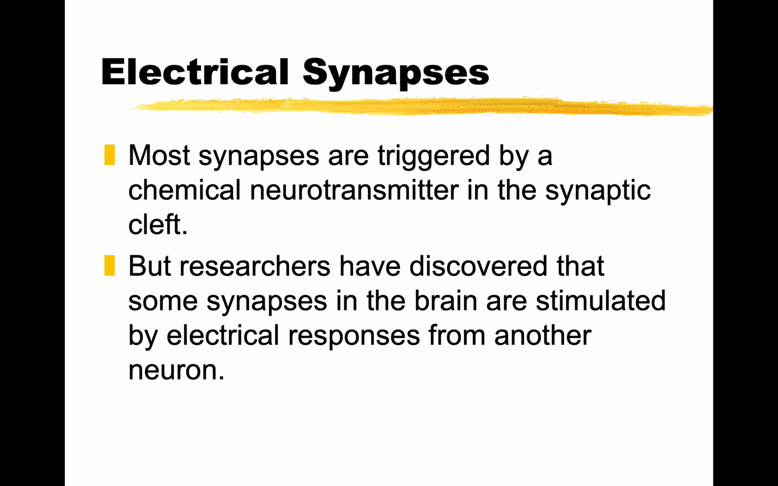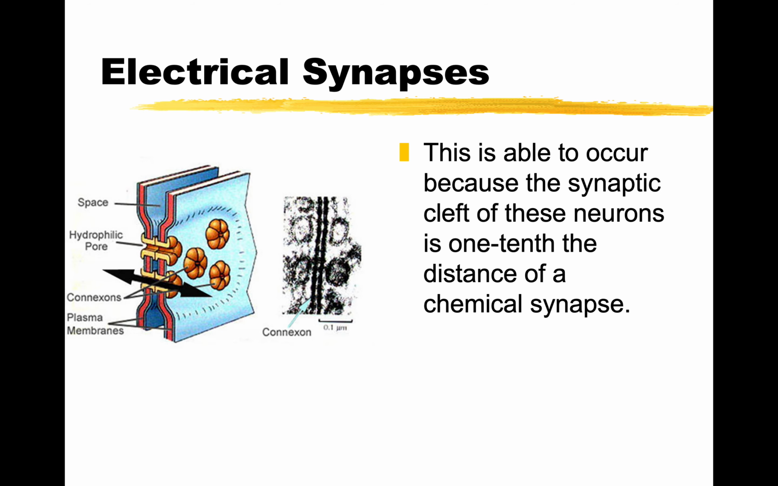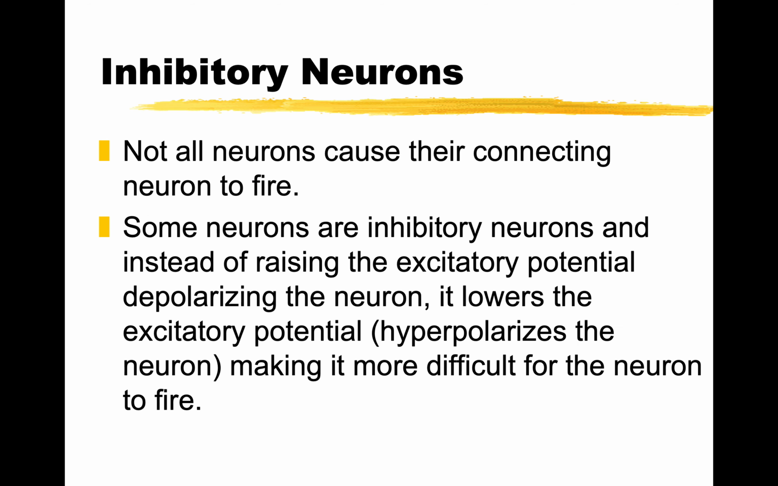Most synapses are triggered by a chemical neurotransmitter in the synaptic cleft, but researchers have discovered that some synapses in the brain are stimulated by electrical responses from another neuron. This is able to occur because the synaptic cleft of these neurons is 1/10 the distance of a chemical synapse. As you can see, the electrical charge can pass from one to the other because they're so close.